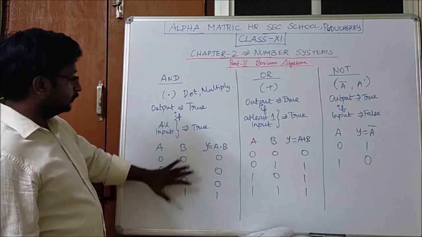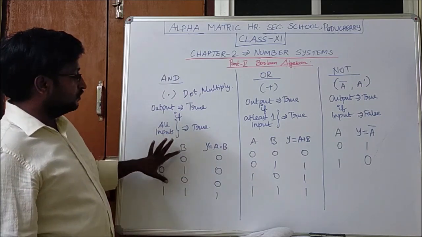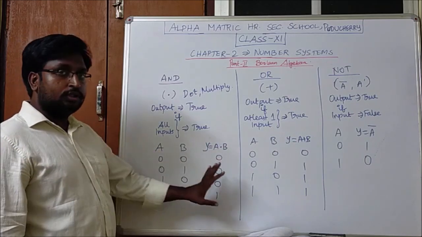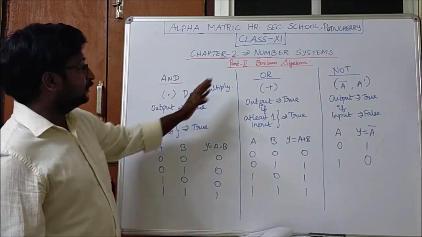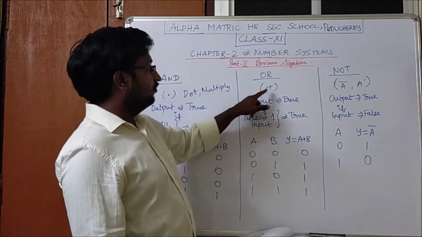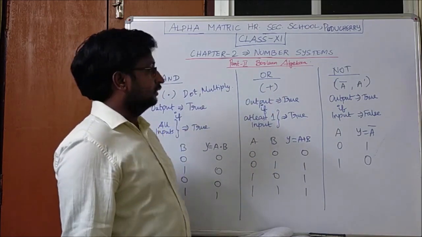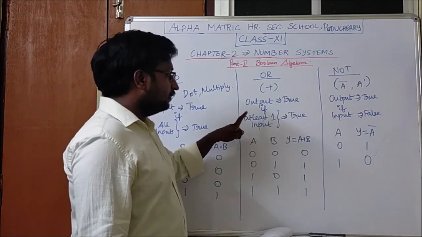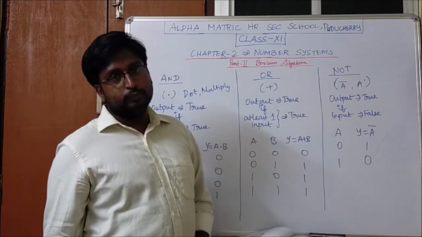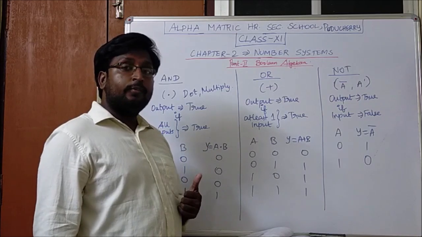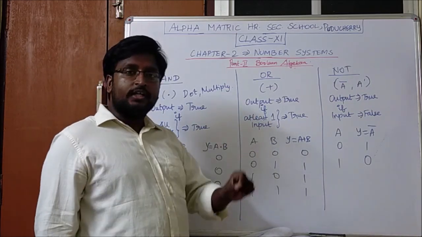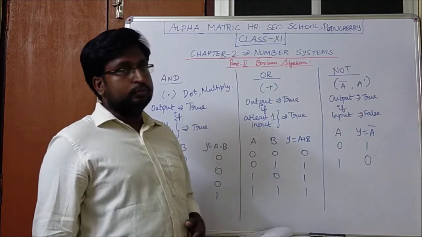So these are the possible inputs which we can give, and these are the possible outputs based on the inputs. So next one is the OR operator. It's the plus symbol which we use to represent it. Here the output is true if at least one input is true. Whereas in the AND operator, all the inputs must be true. Whereas here, at least one input being true means the output will be true.